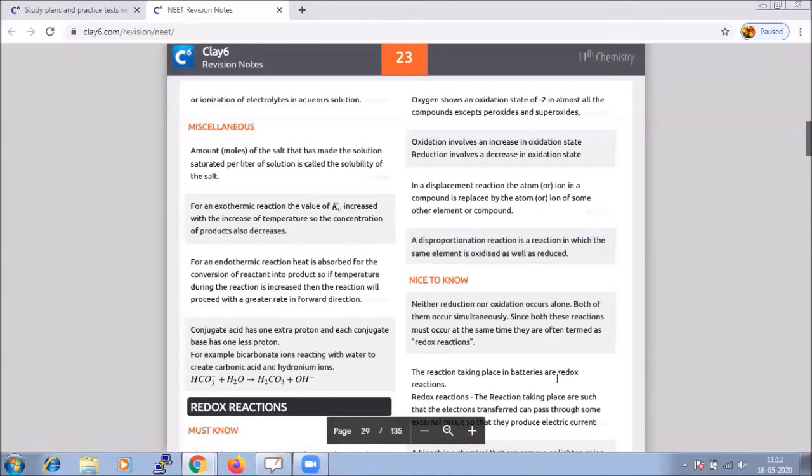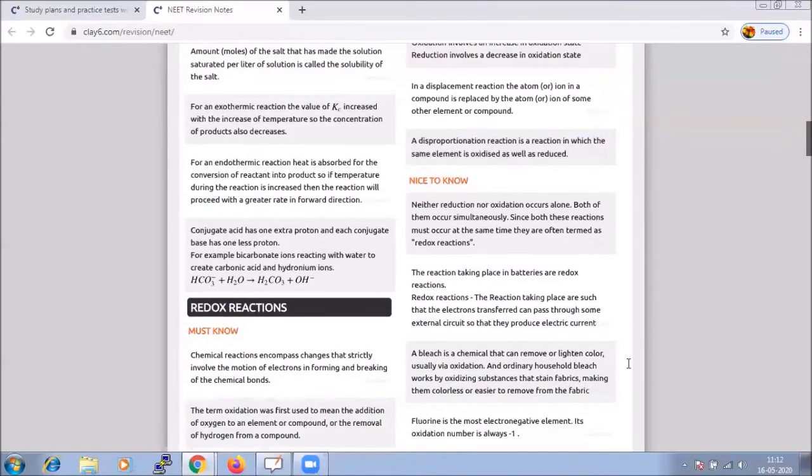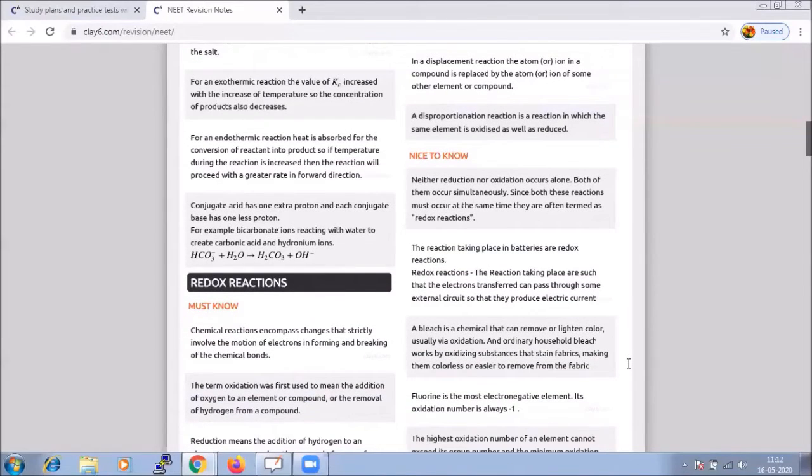So the reaction taking place in batteries is of course a redox reaction. In a redox reaction, the electrons transferred can pass through an external circuit so that they produce electric current.